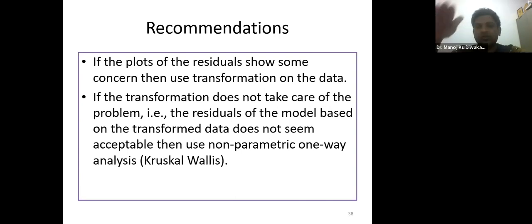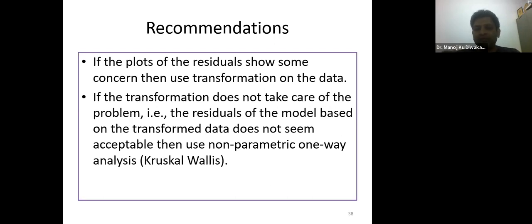If you apply the log and even then your data is not normally distributed, then you can go for the non-parametric methods. For the one-way analysis of variance, the Kruskal-Wallis test can be used in its place. So this kind of option is available: you can go for the transformations, and if your data still does not follow a normal distribution, then you can go for the non-parametric methods.